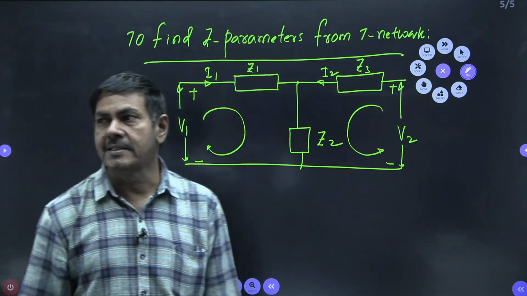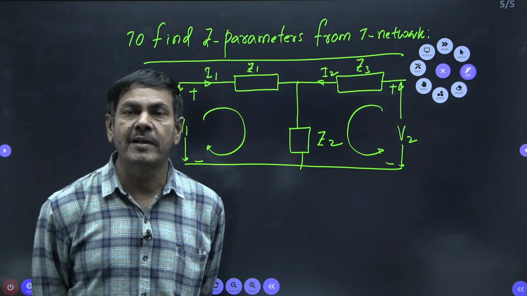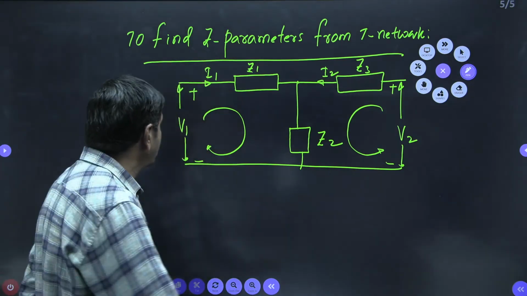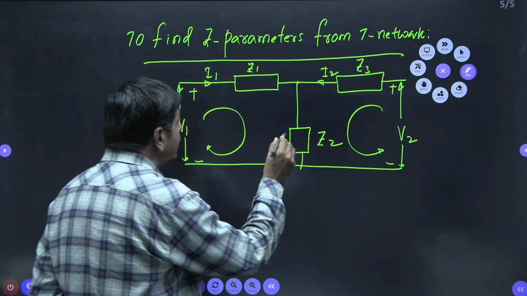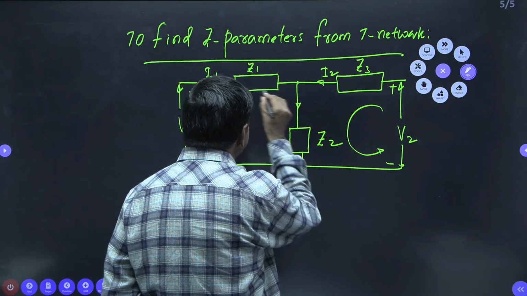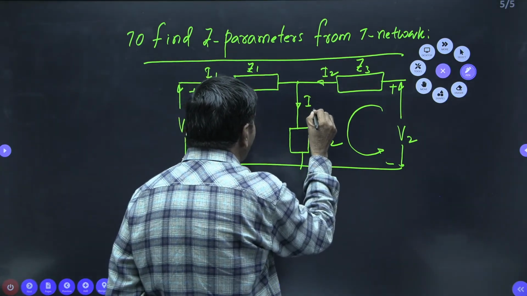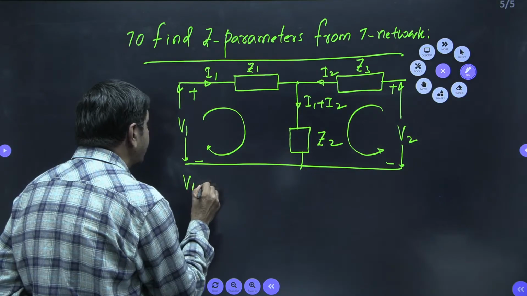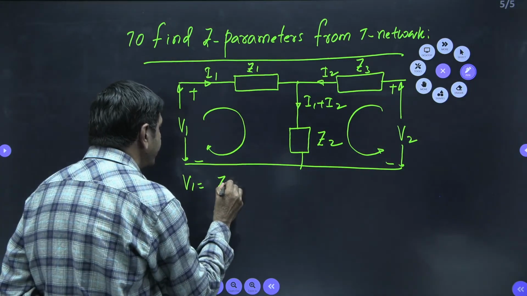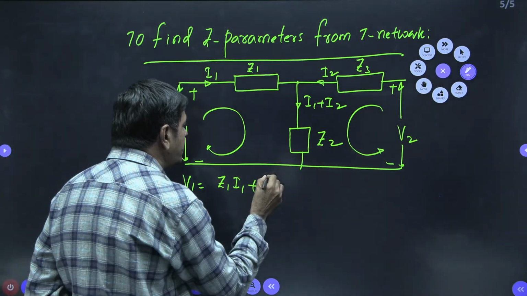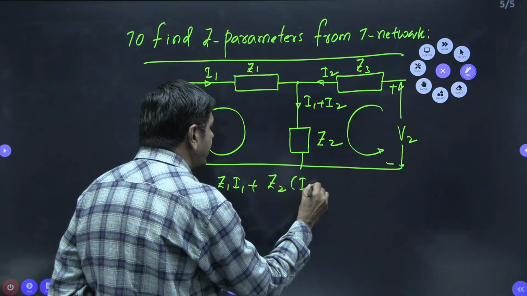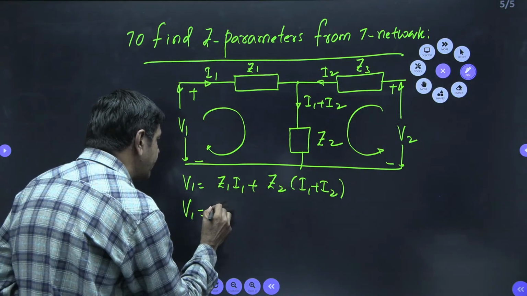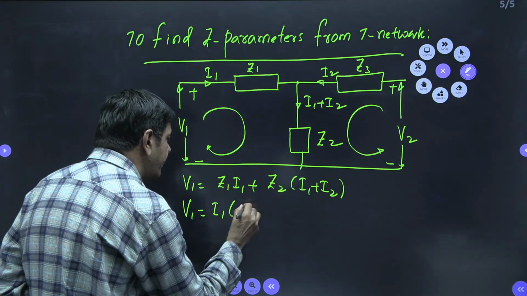Because we know very well, Z parameters are nothing but V1 equal to Z11 into I1 plus Z12 into I2. That I can get from this KVL. Please watch it. What about this current? This current is nothing but the summation of these two currents, I can put as I1 plus I2 only. Here I can take V1 equal to Z1 into I1 plus Z2 into (I1 plus I2). Whenever the simplification is made, I can get I1 into (Z1 plus Z2).